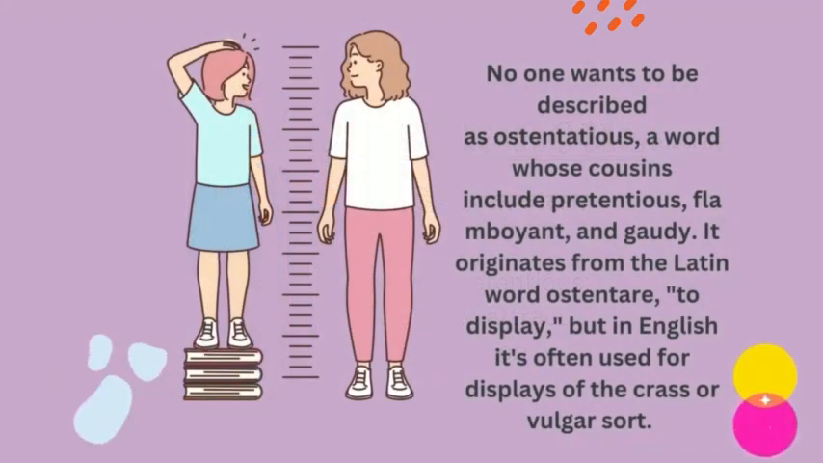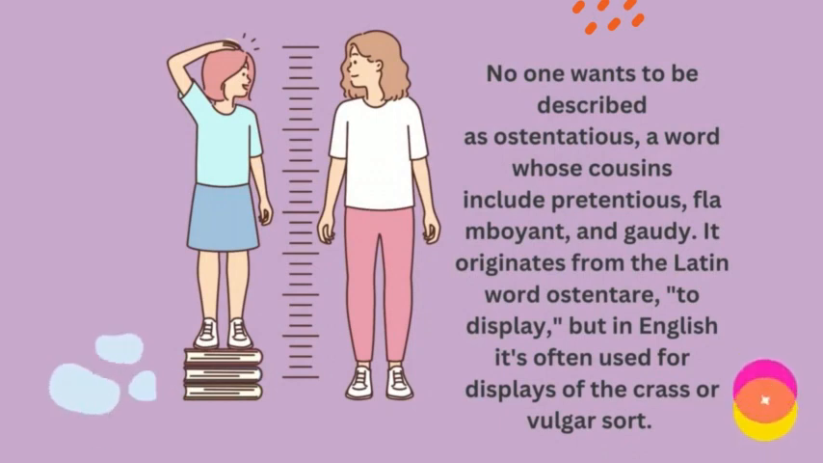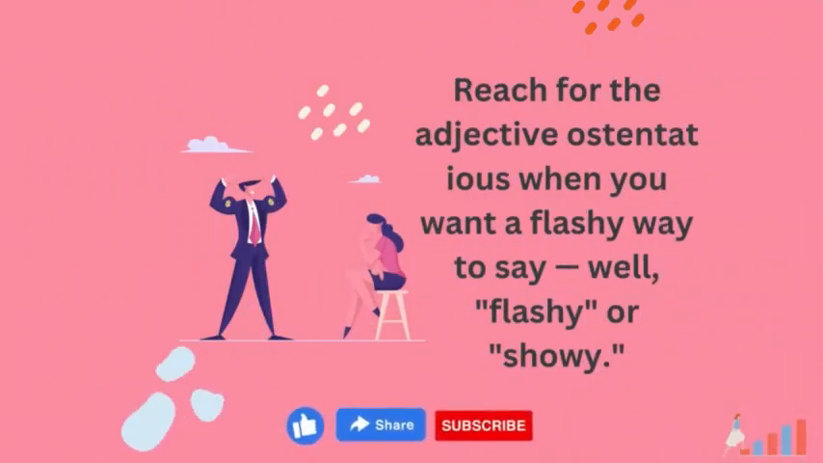No one wants to be described as ostentatious, a word whose cousins include pretentious, flamboyant, and gaudy. It originates from the Latin word ostentare, to display, but in English it's often used for displays of the crass or vulgar sort. Reach for the adjective ostentatious when you want a flashy way to say, well, flashy or showy.